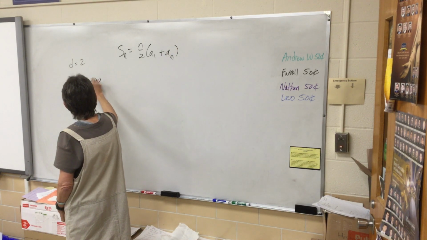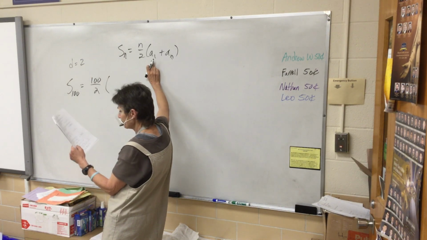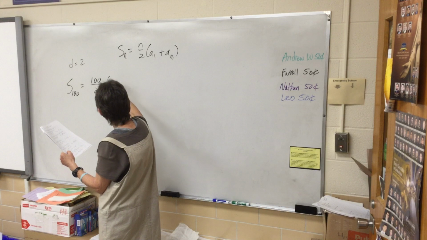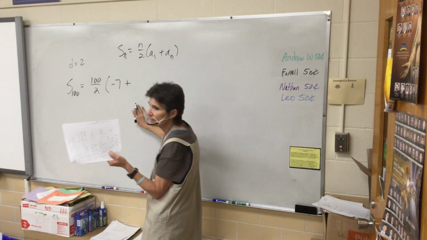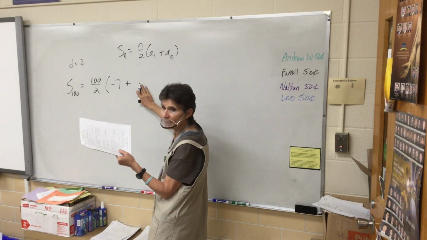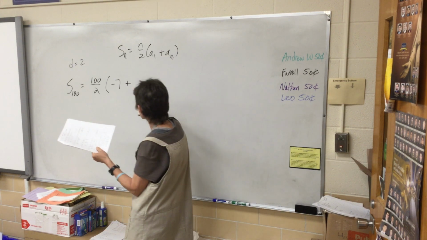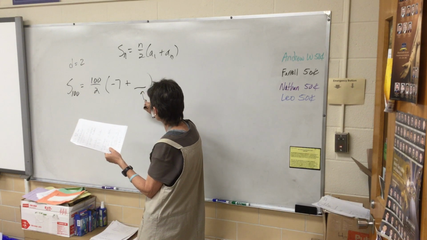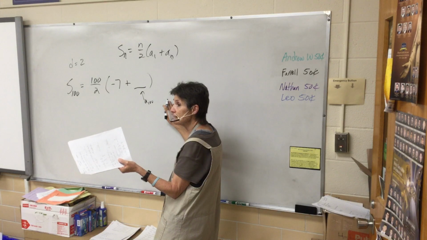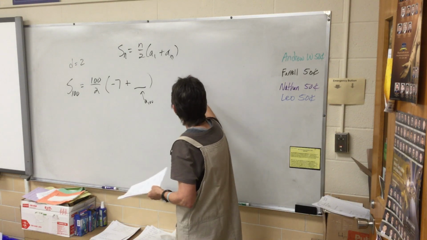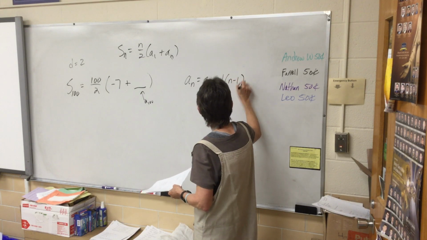says 100 over 2 times the first one, which is -7. Oh no, I've got to find it. The last term goes here. This is the last term. A sub 100 goes there. So what do I do if I don't have what I need? I go to my other formula. Very good.